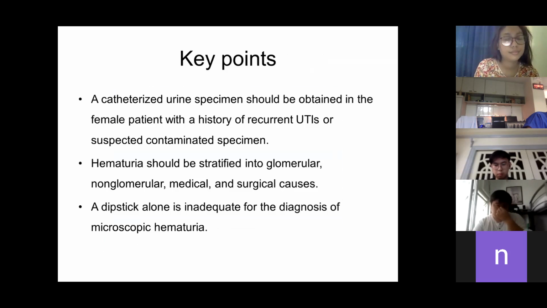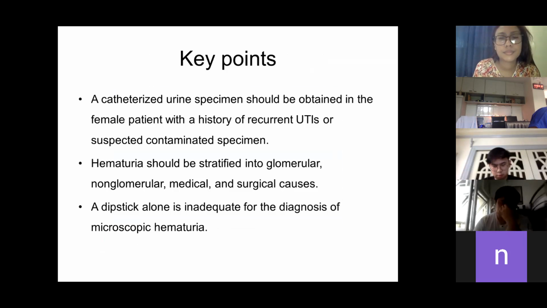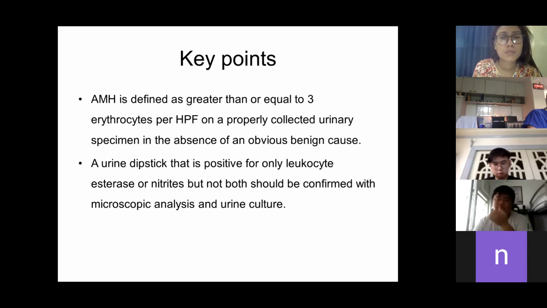So what are the key points? A catheterized urine specimen should be obtained in a female patient with a history of recurrent UTIs and contaminated specimen. Hematuria should be stratified into glomerular, non-glomerular, medical, and surgical causes. Then dipstick alone is inadequate for the diagnosis of microscopic hematuria. Symptomatic microscopic hematuria.